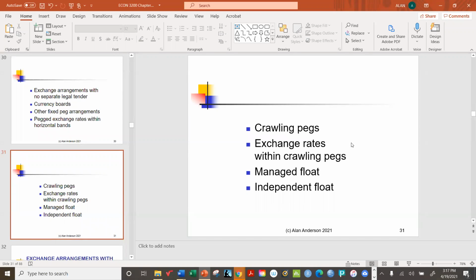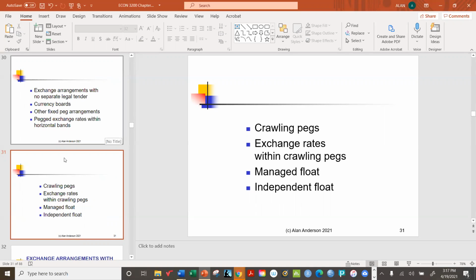Crawling pegs, we'll definitely be looking at that one. Exchange rates within crawling pegs. Managed float simply means exchange rates are mainly determined in free markets, but with potentially occasional intervention by central banks. And then finally, independent float means completely independent of any other considerations. In other words, the exchange rate is completely determined in free markets and the central bank does not intervene.